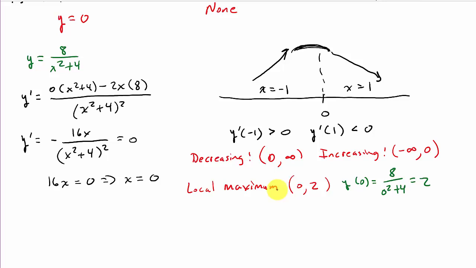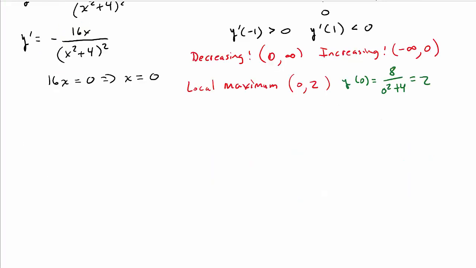Now we've got increasing, decreasing. We've got our local max and min. Now we've got to look for concavity. We want to know, where's the function concave up? Where's it concave down? So to do that, we've got to find the second derivative. So we've got to take the derivative of this thing. So I've got y double prime. And, you know, for this derivative, I don't know, it might be easier. Let's put the negative up there with the 16x. Is it easier? I don't know, but let's just go ahead and do it.